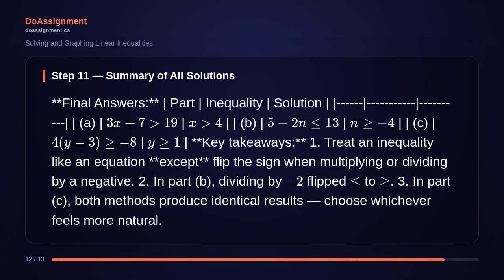Let's wrap up. Part A, x is greater than 4, open circle on the number line. Part B, n is greater than or equal to negative 4, closed circle. And remember, we had to flip the inequality sign when we divided by negative 2. Part C, y is greater than or equal to 1, closed circle, confirmed using two completely different methods that both gave the same result. The most important rule to remember, always flip the inequality sign when you multiply or divide by a negative number.